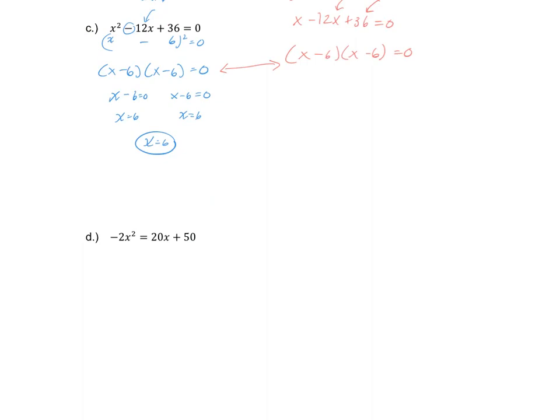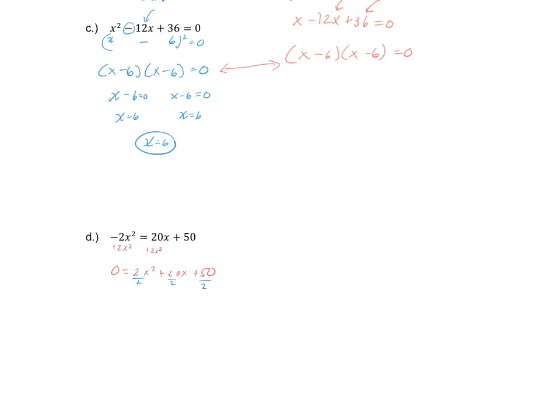Okay, for D, what I can actually do is just add 2x squared to both sides, so I don't have to move 2 things. And now I just have 0 equals 2x squared plus 20x plus 50. So that makes things easier. I can also pull out a GCF from all of these. It's the first thing I noticed. So I could take a 2 out of all of these.